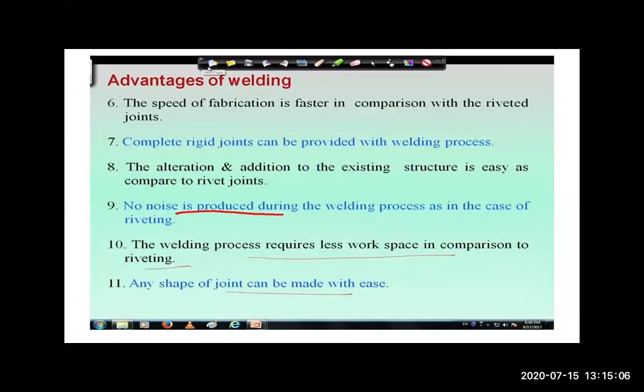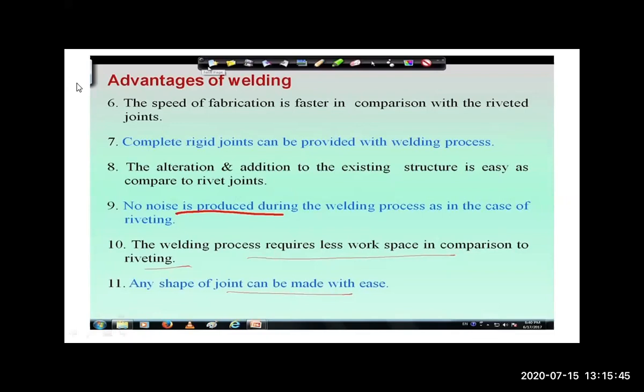Next advantage is the speed of fabrication is faster in comparison with the riveted joint. We cannot say that as compared to the bolted connection, but as compared to the riveted connection, the speed of fabrication of welding connection is faster. The highest speed, the fastest connection, is the bolted. But if we compare the welded and riveted, the welded connection is a much faster connection.